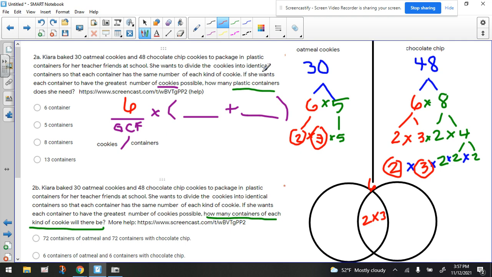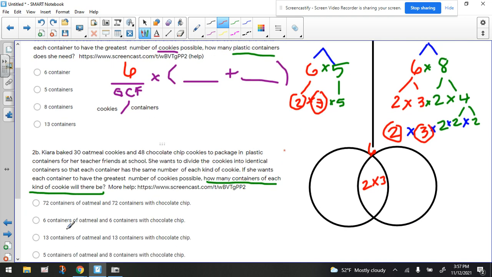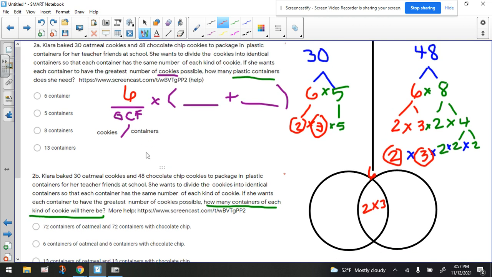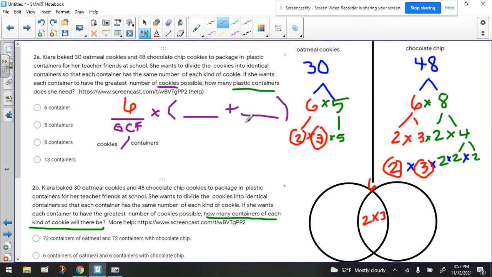Let's read it again. If she wants each container to have the greatest number of cookies possible, how many plastic containers does she need? So this is 6 cookies per container. So we have to decide where we're going to be using that number. Let's finish this up, and I think it'll make more sense because we have a lot of numbers here, a lot going on. So let's finish this up because now we have to figure out 6 times what would give us 30, and we already know that to be 5 because we tried that in our factor tree. 6 times what would be 48, and we know that number to be 8 because we also have that in our factor tree.